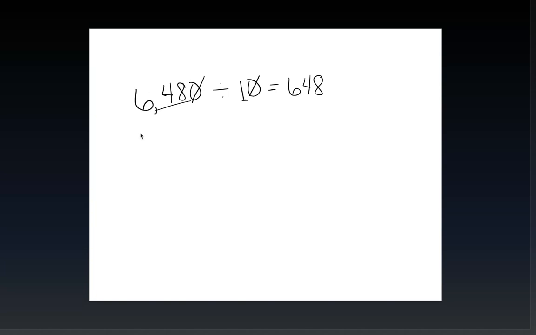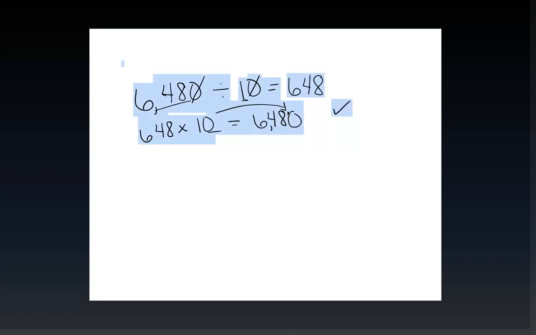I can check that using the method I learned yesterday. If I do the opposite of dividing, which is multiplying, 648 times 10, I have that 1 in the beginning, so I would leave my 648. I've got 1 zero to add. 6,480. That checks out.